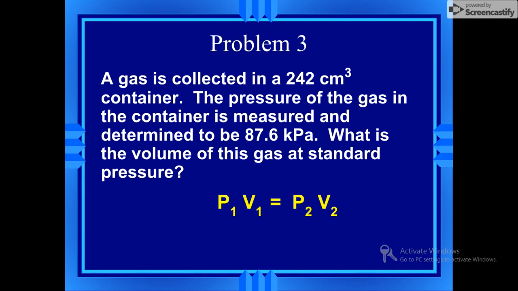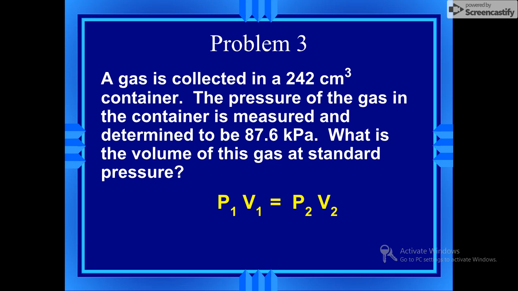All right, problem number 3. Gas is collected in a 242 centimeter cube container. So anytime you see anything cubed, that means we're dealing with volume. The pressure of the gas in this container is determined to be 87.6 kilopascals. So you see we're not dealing with atmospheres here, but you don't have to worry about changing anything because this is the only pressure unit in this problem. What is the volume of this gas at standard pressure?